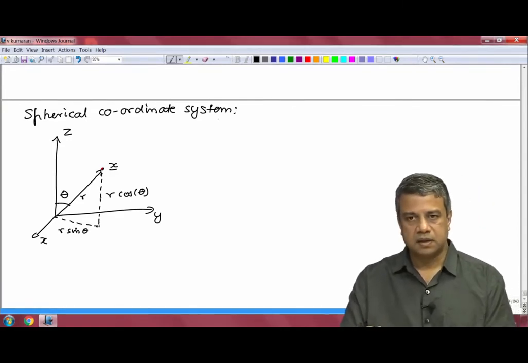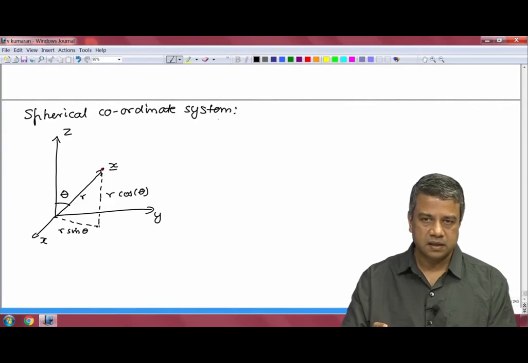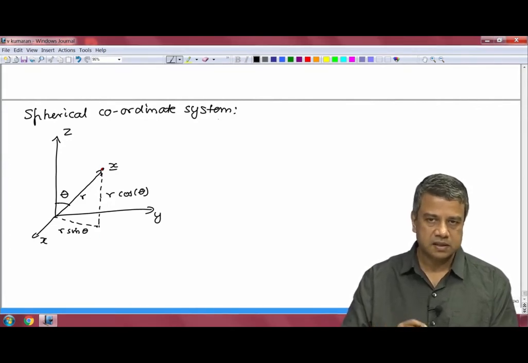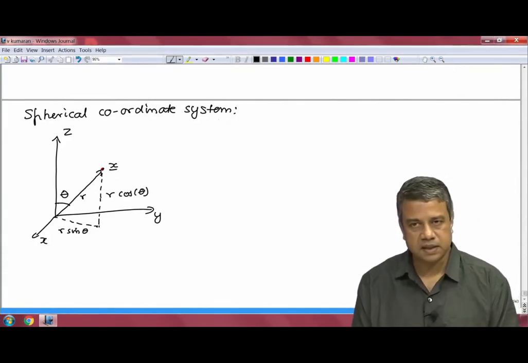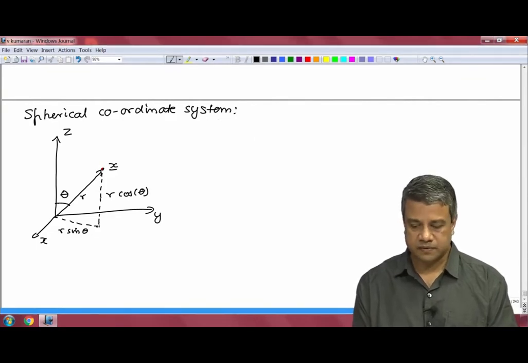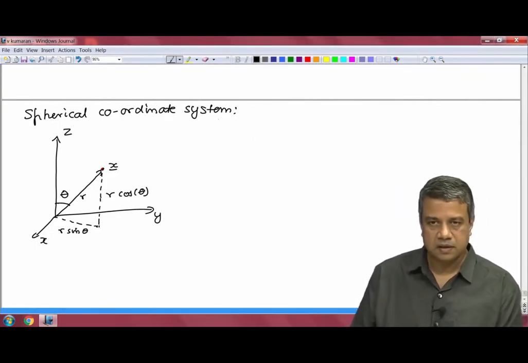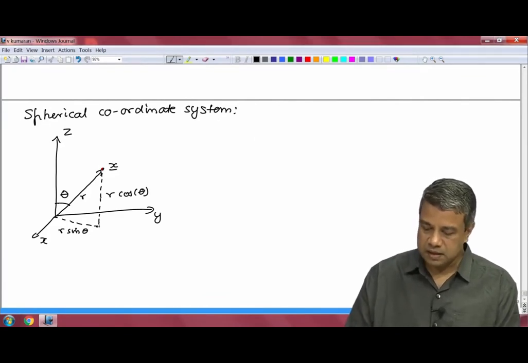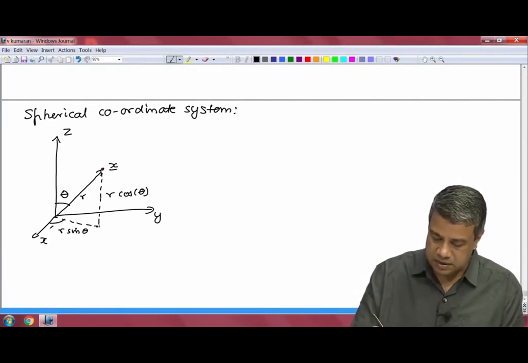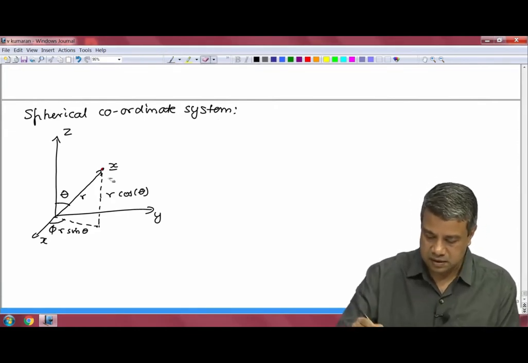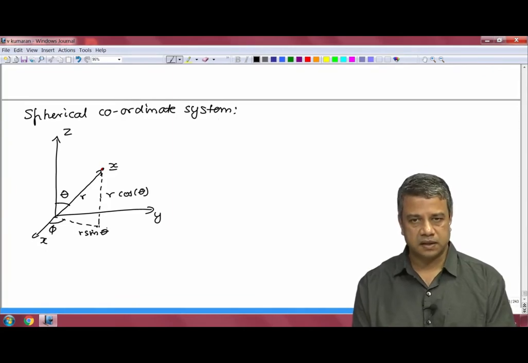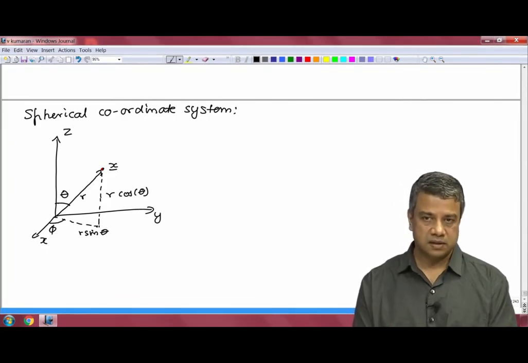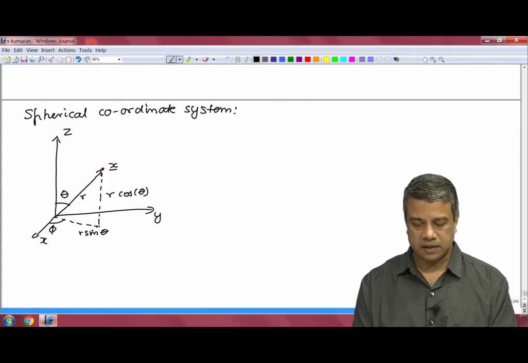So, the displacement vector has length r. Its projection along the z direction is r cos theta, where theta is the angle made by this displacement vector with the z axis, and the projection of the displacement vector onto the xy plane has length r sin theta. The angle made by this projection with the x axis is the third coordinate. It is called phi. It is the meridional angle. The angle along the meridian around the axis z is called the meridional angle, and that is phi.